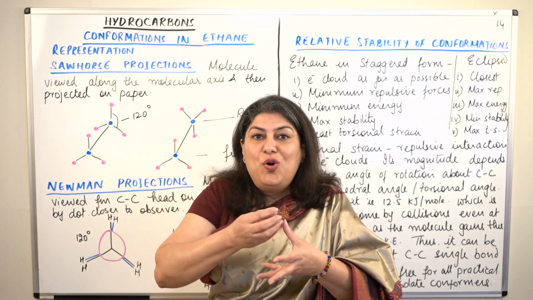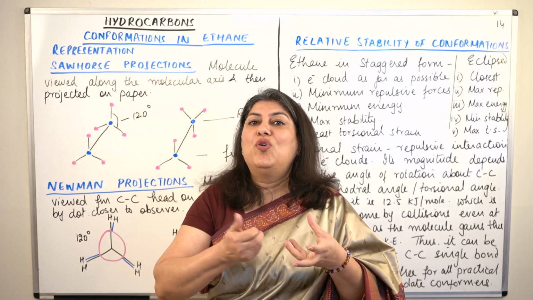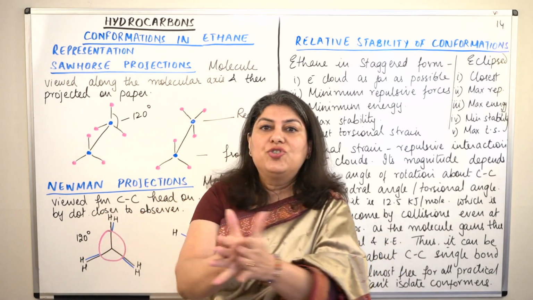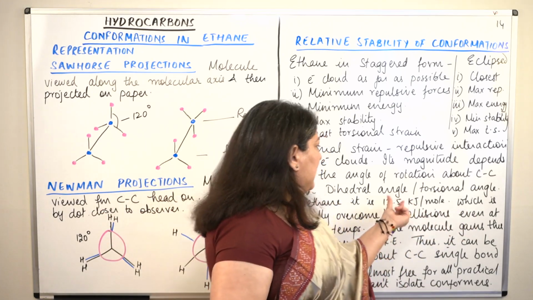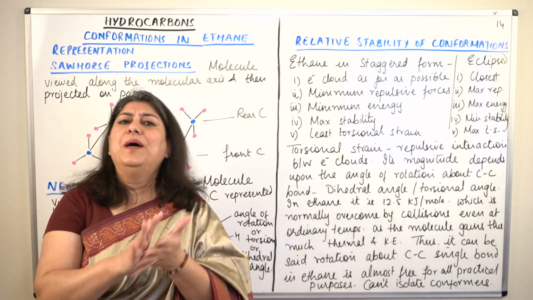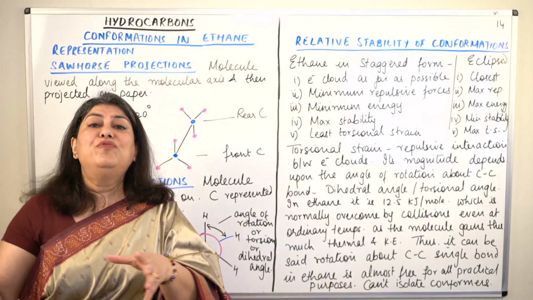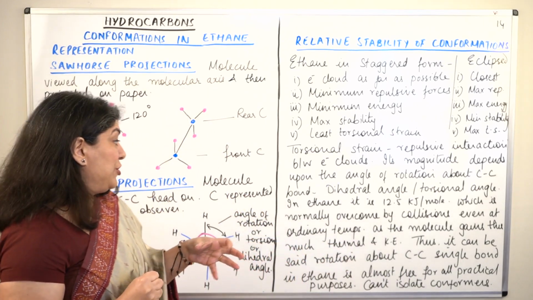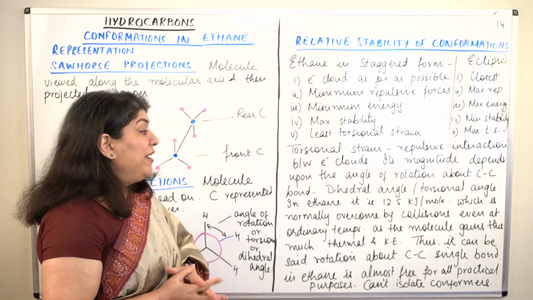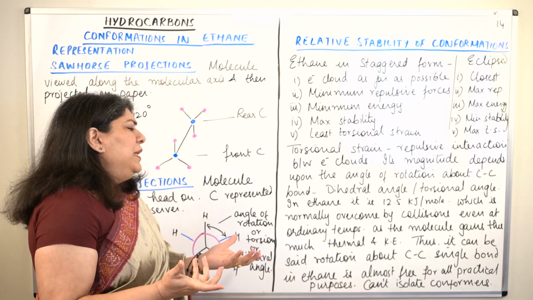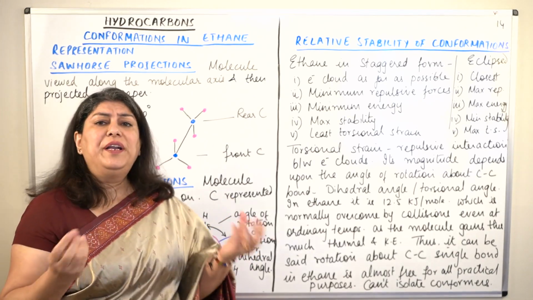So this strain can be overcome by simple collisions of molecules. That little energy difference can be overcome by just collisions or the movement, the kinetic energy of the molecules. So in ethane it is 12.5 kilojoules per mole, which is normally overcome by collisions even at ordinary temperatures.